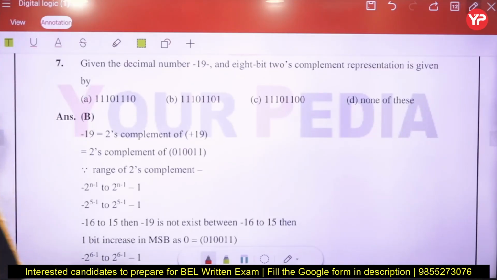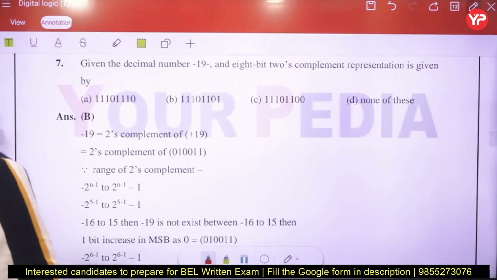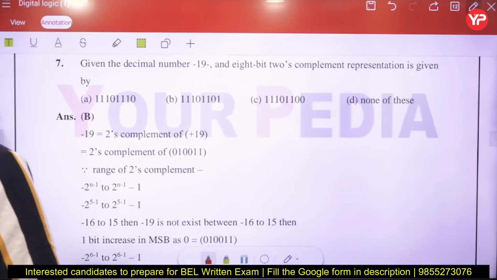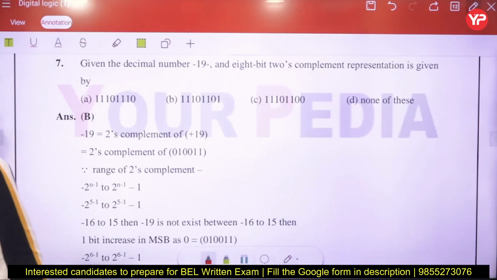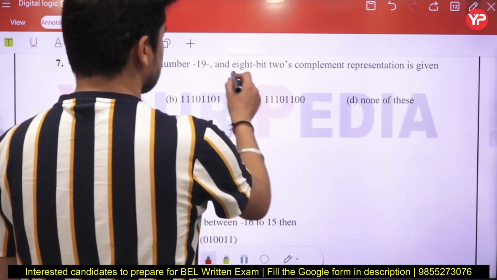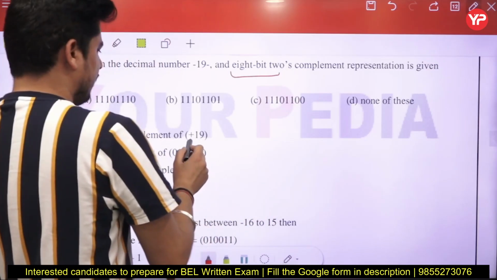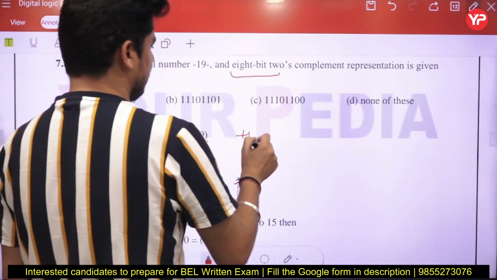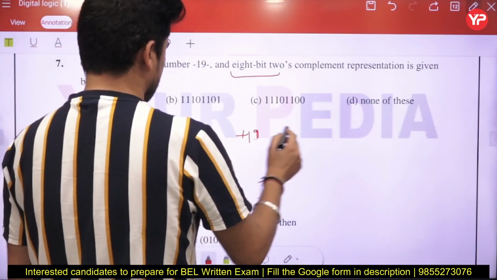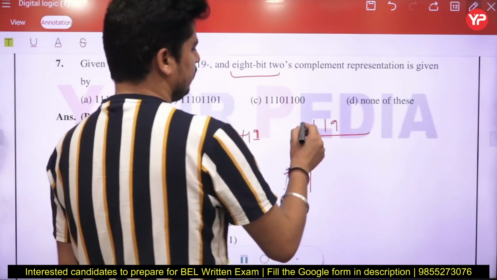Given that the decimal number minus 19 in 8-bit 2's complement representation is given by what? Okay, minus 19 2's complement representation is given by what? So what should we do? We have to use the 8-bit representation for that one. So first you have to write the plus 19. The plus 19 can be written as what? How can you do that? If you don't know directly, then you can do like this.